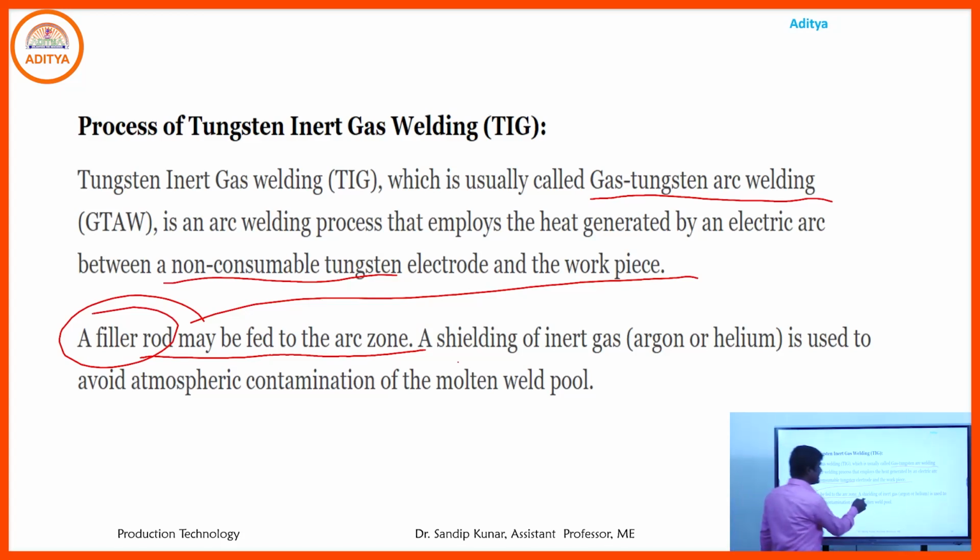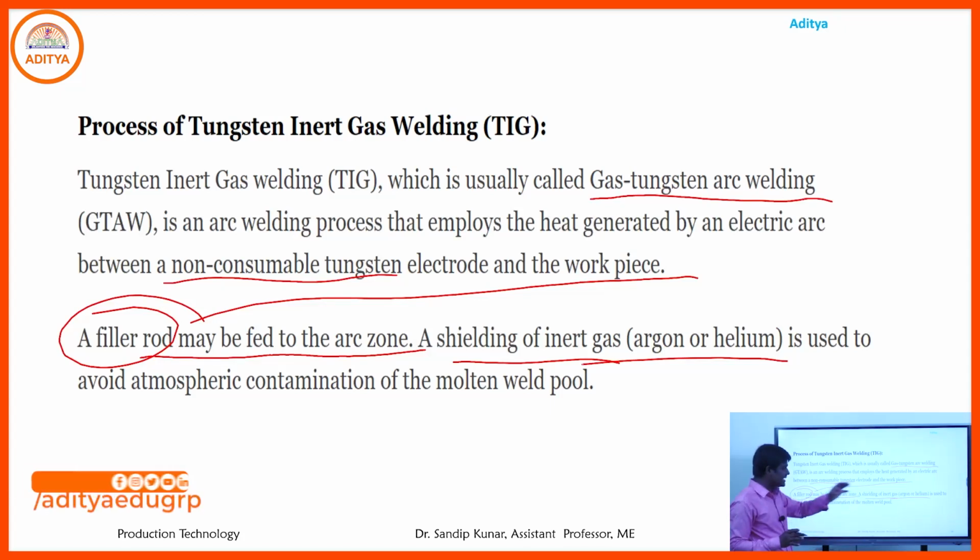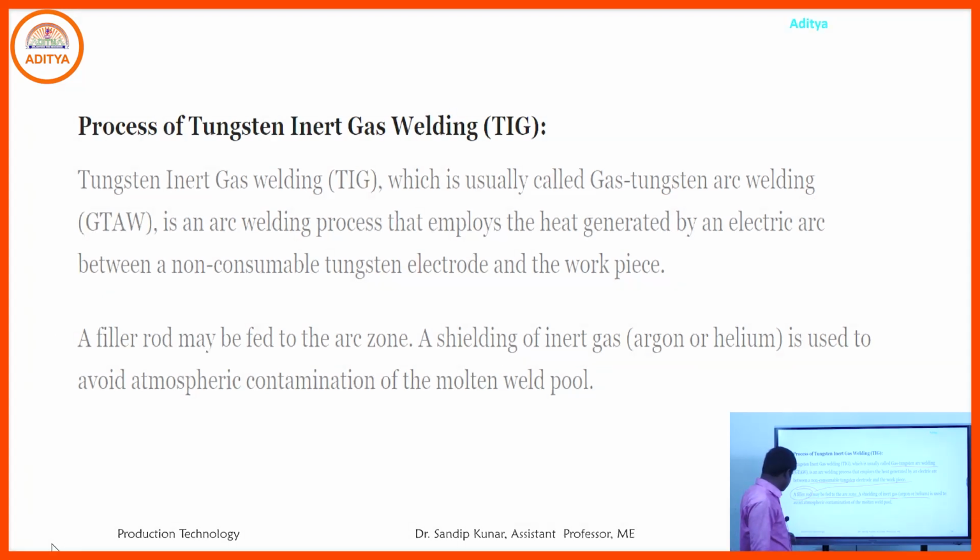Sometimes we use a shielding inert gas, argon or helium, in that particular welding operation. Why do we use argon or helium as shielding gas? To avoid atmospheric contamination. Sometimes the oxygen will react with the molten metal and create oxide, which will cause rusting on that particular weld surface.